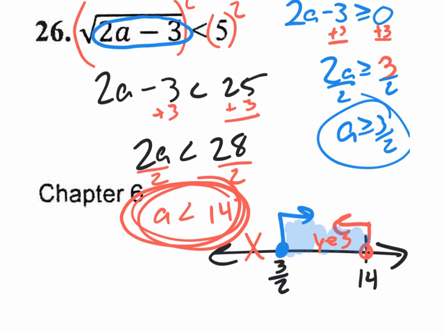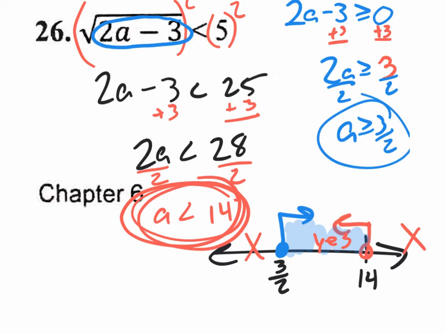If you pick a number that's bigger than 14, it's not going to work. Pick something like, let's just say 20. You'd say 2 times 20 is 40. 40 take away 3 is 37. The square root of 37 is a little bit more than the square root of 36, but the square root of 36 is 6, and 6 is definitely not less than 5. So out here it doesn't work also.